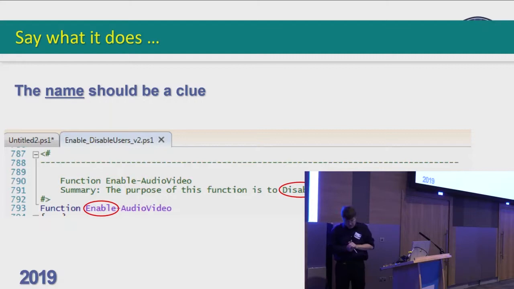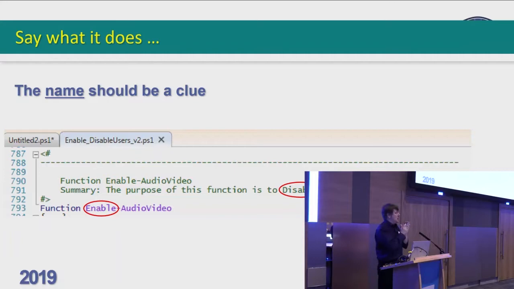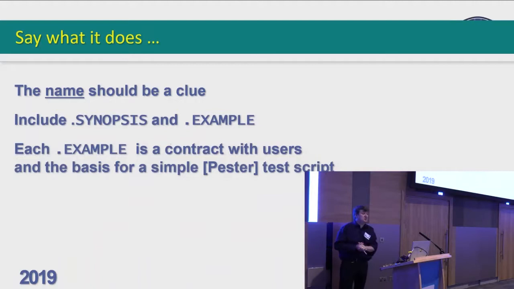The other thing is, at least when you start, use comment-based help. As you get more sophisticated, it might be better to spin the help off to separate files. I'm not saying comment-based help is right, external help is wrong, but as a starting point, put in comment-based help and at least put in a synopsis and an example. And the synopsis just says what was in that description. The only thing is, the person that wrote that had the description kind of loose on its own. You couldn't run enable audio video minus help and find out what the thing was.